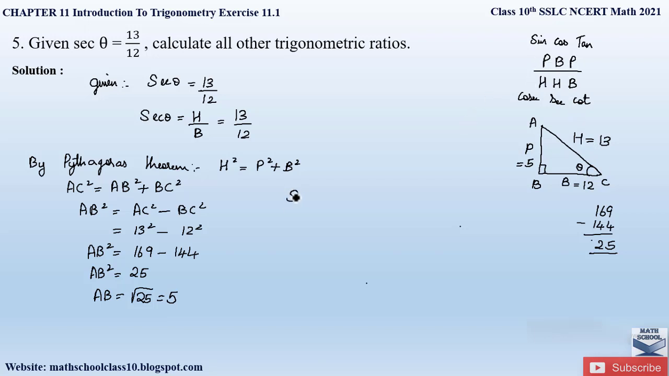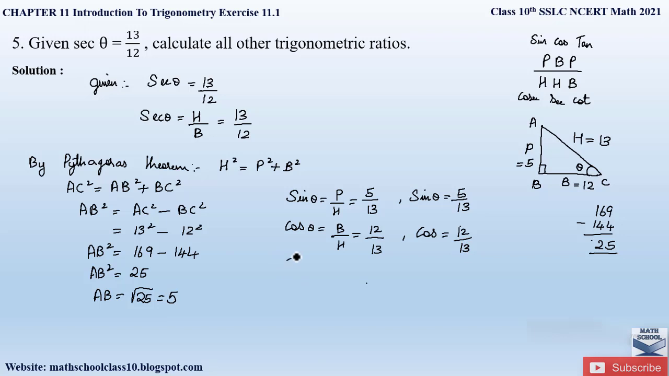So therefore, what is sine theta? Sine theta is given by perpendicular by hypotenuse. So here the perpendicular value is 5 and hypotenuse is 13. So therefore sine theta is equal to 5 by 13. Similarly, cos theta is given by base by hypotenuse, where base value is 12 and hypotenuse is 13. So cos theta is equal to 12 by 13.